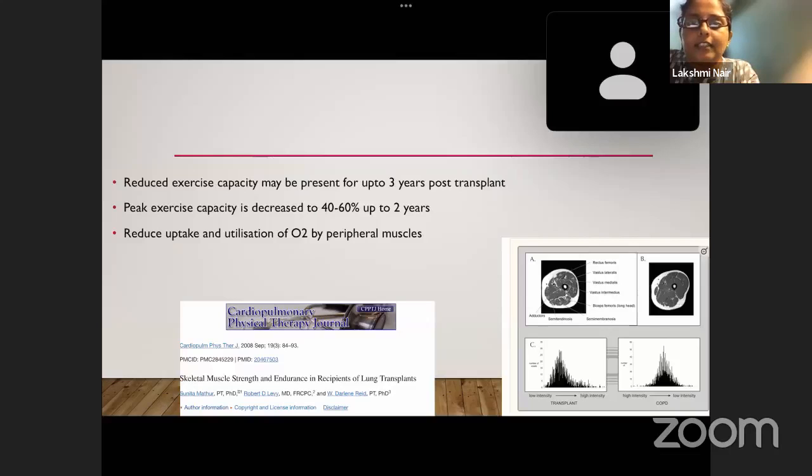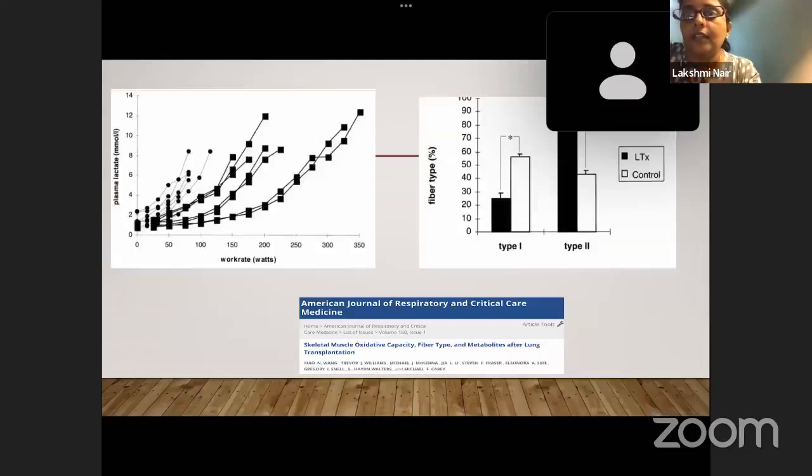Studies say, there is a study by Sunita Mathur, that reduced exercise capacity may persist for up to 3 years post-transplant. Peak exercise capacity is decreased to 40 to 60% up to 2 years post-transplant. The muscles have become modified due to the long-standing disease process. The muscles have become used to less oxygen supply. The heart and lung are not perfect, and the muscles are not getting enough oxygen. So the muscle structure changes.